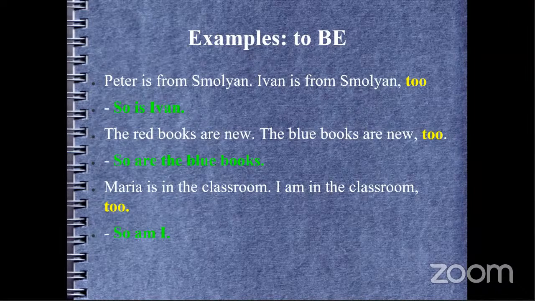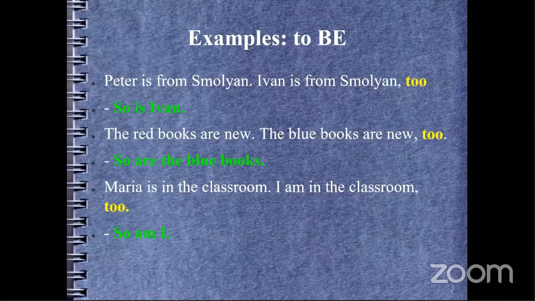Can you see this? Peter is from Slovenia. So is Ivan. As you can see, we have two different names, Peter and Ivan. Do you see the sentence? Peter is from Slovenia. So is Ivan, because these people are from that country.